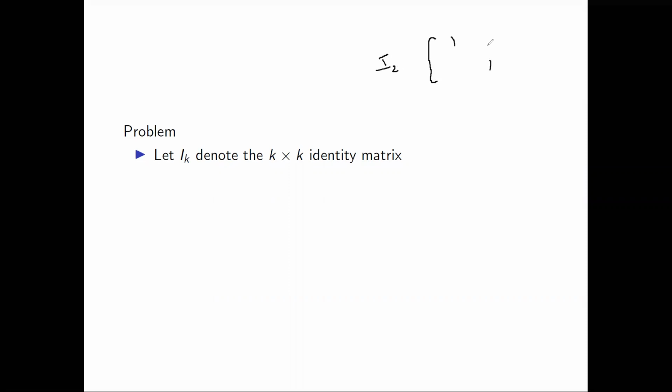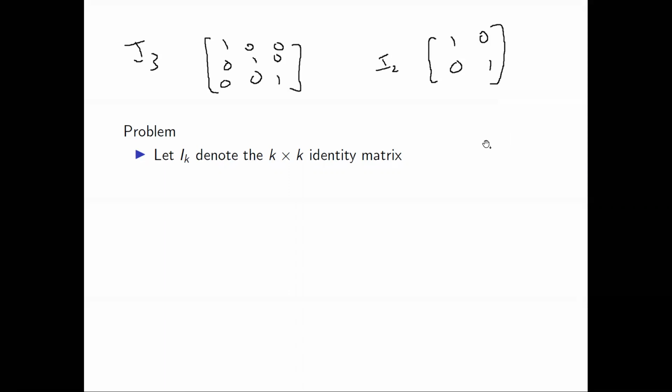So here's the problem. And in order to state the problem, I just want to use this notation. So the identity matrix, I sub k, it's going to denote the k by k identity matrix. So we saw I sub 2 earlier, I2 right here. It's a 2 by 2 identity matrix. The identity matrix just has the main diagonal as 1s and all the other entries are 0s. So let me draw I3. And we can keep on going like that.